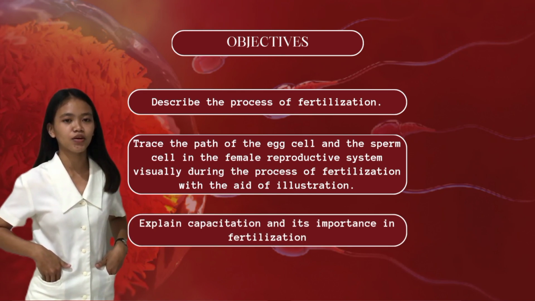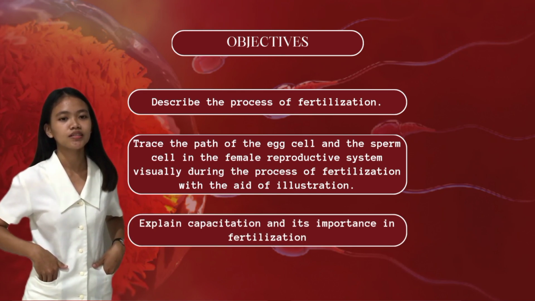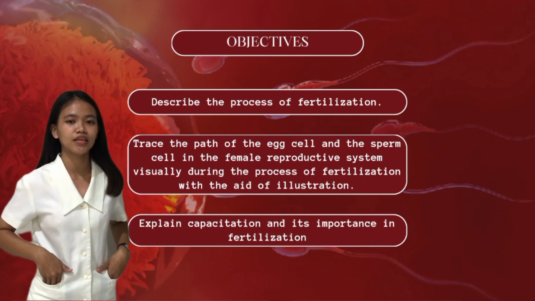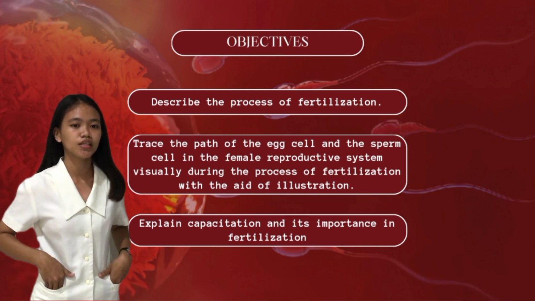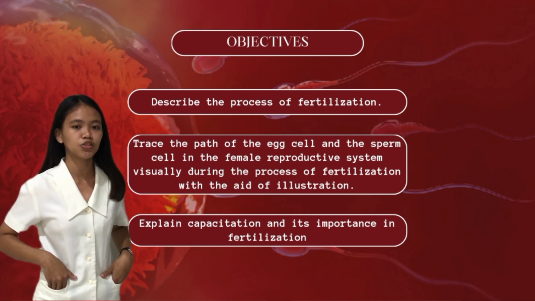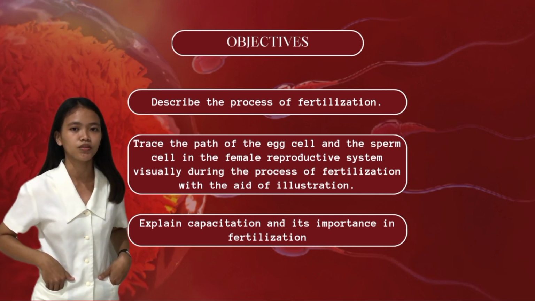At the end of the lesson, you are expected to describe the process of fertilization, trace the path of the egg cell and the sperm cell in the female reproductive system visually during the process of fertilization with the aid of illustration, and explain capacitation and its importance in fertilization.